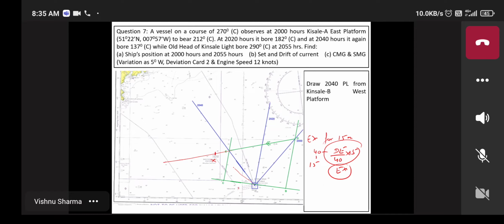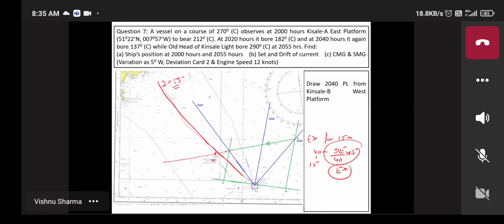Then you will join this light with X, and what you have drawn is a 2055 PL, okay? Yes, sir. All would get the same PL. Never mind, your CMG may have been here, your CMG may have been here, it does not make a difference because you see this distance is also opening up in the same ratio. Okay?